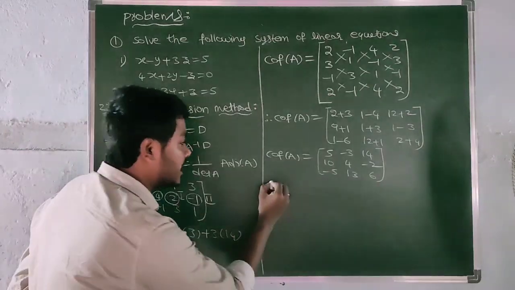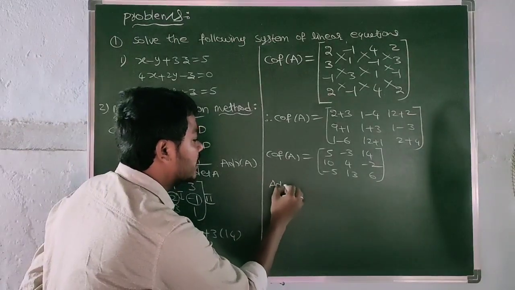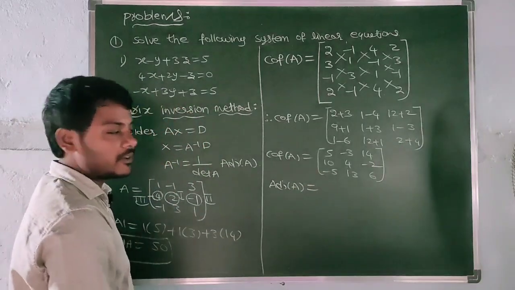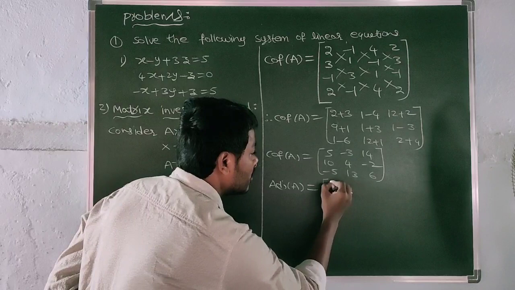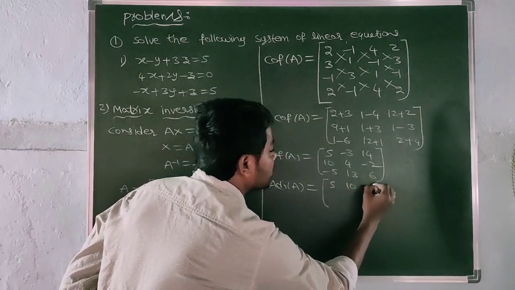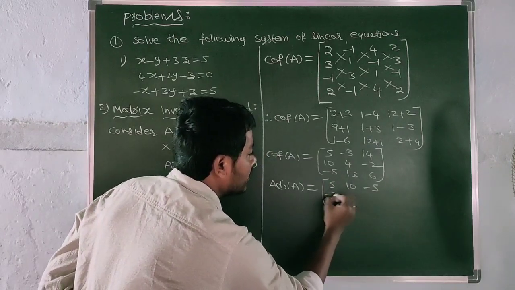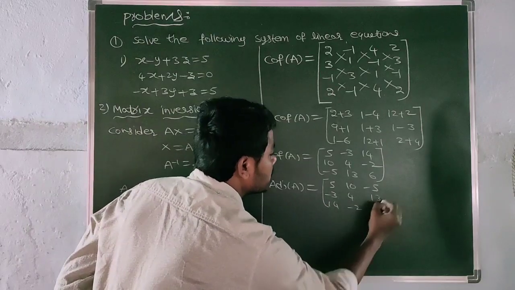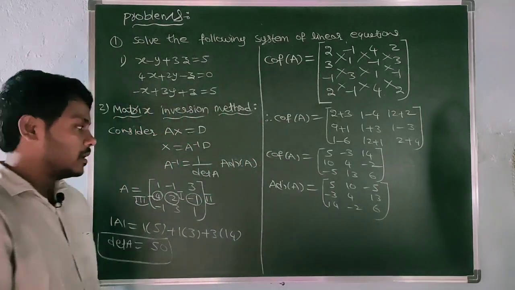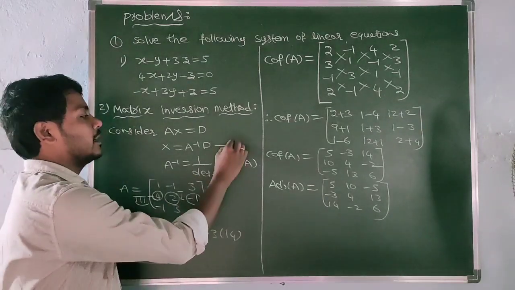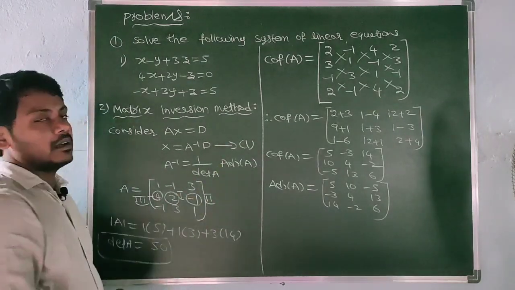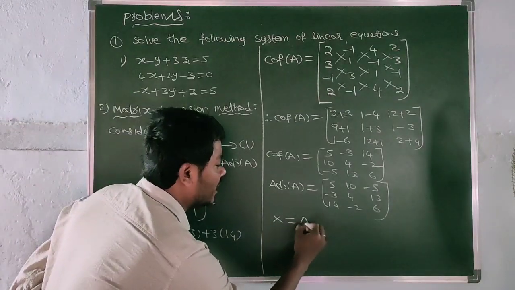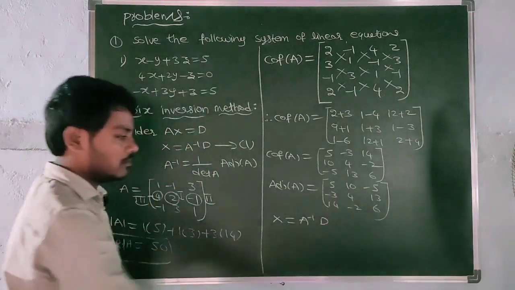Now find adjoint of A. So what is adjoint of A? Transpose of cofactor of A. That is 5, 10, minus 5, minus 3, 4, 13, 14, minus 2, 6. Now find x value, that is x is equal to A inverse into D.